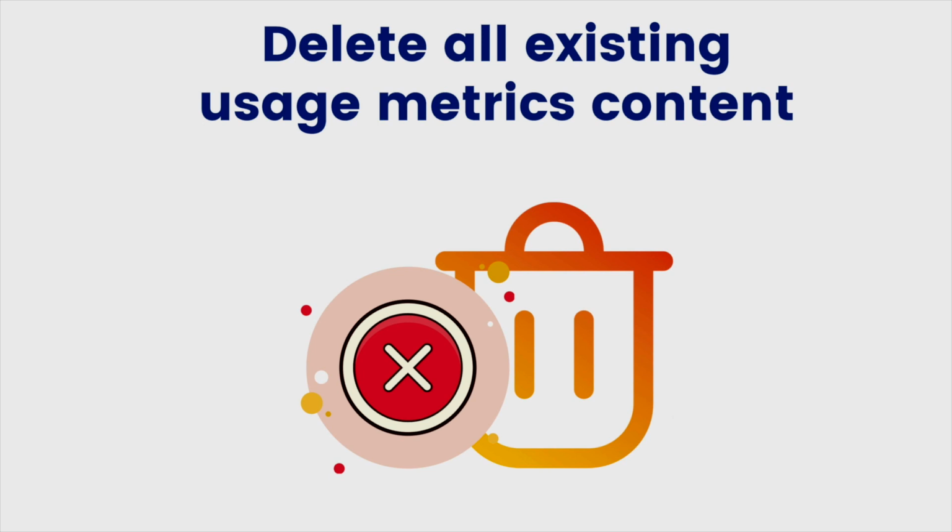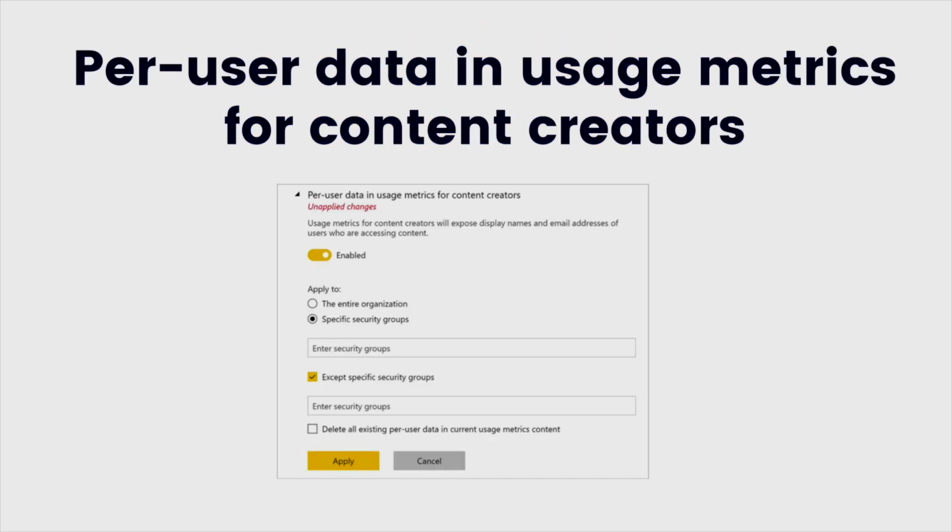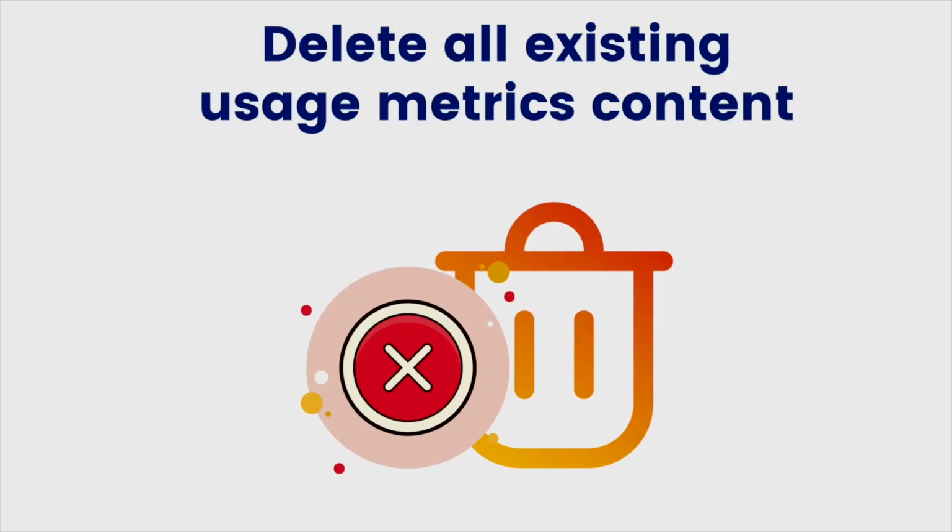Now the last part is delete all existing usage metrics content. So far, what we have seen is that we can create it. Now suppose we have to delete it, then how are we going to do that? For that, in my previous slide, at the bottom there is an option, delete all existing per user data in current usage metrics content. So we can delete it from here as well. When disabling usage metrics for the entire organization, admins can also choose one or both of the options.